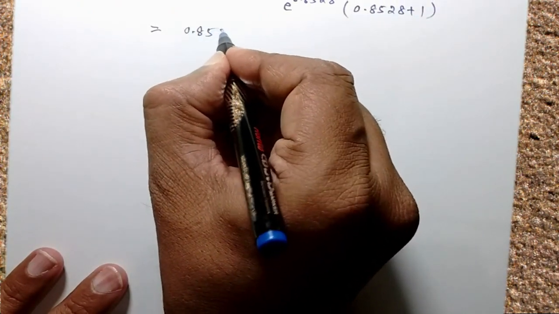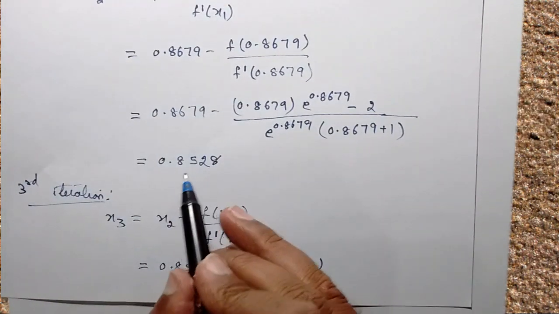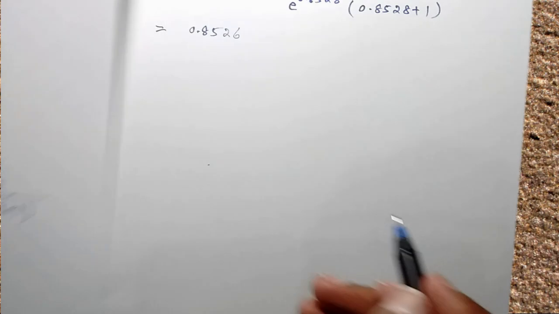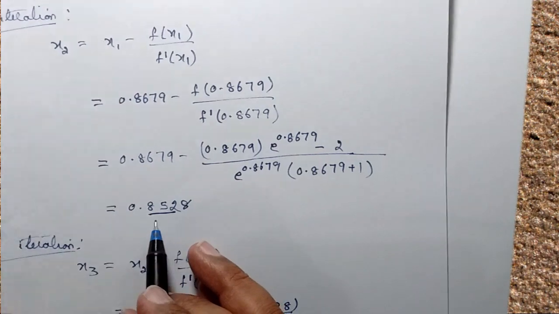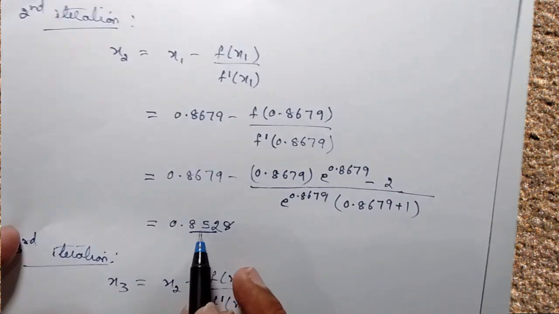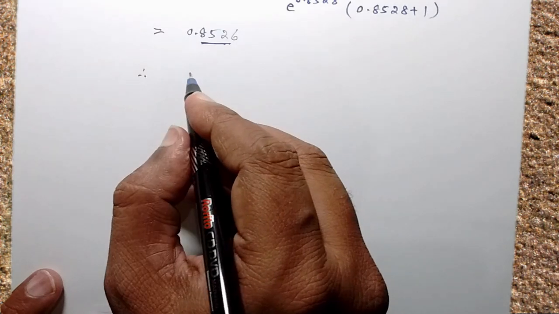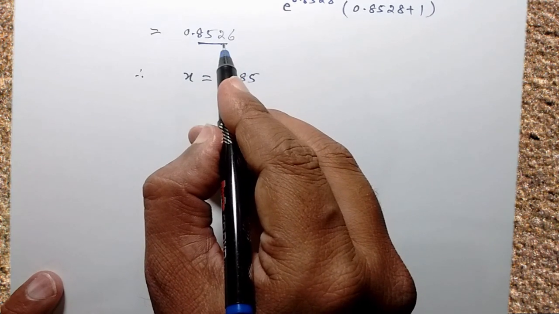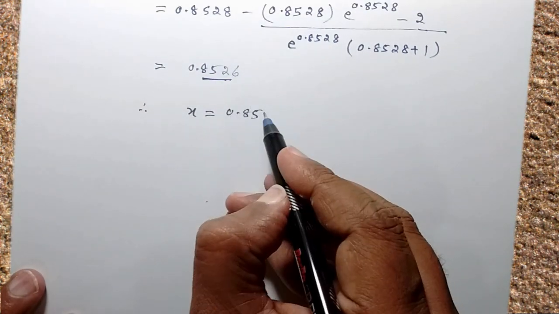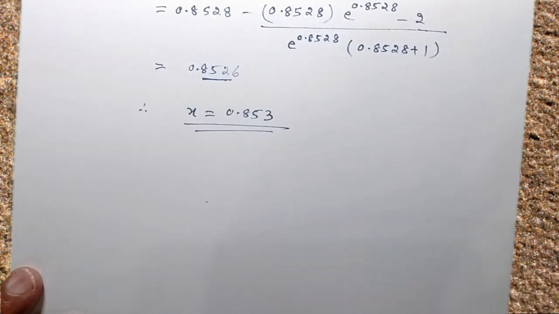So you can see that in the second iteration it is 0.852, and in the third iteration also 0.852. So almost the same. Three decimal places approximation is asked. So the 3 decimal places are exactly the same in the third and the second iteration. Therefore you can stop the process and write down the solution. So x equals 0.85, because after 2 you have 6, a value greater than 5, therefore you can approximate and write 0.853. So that will be your required solution.